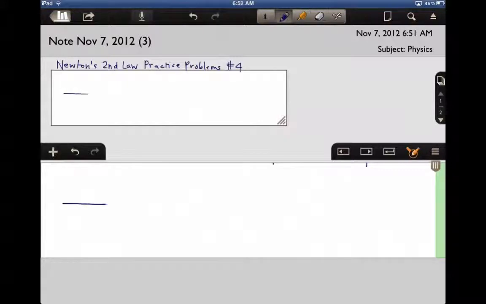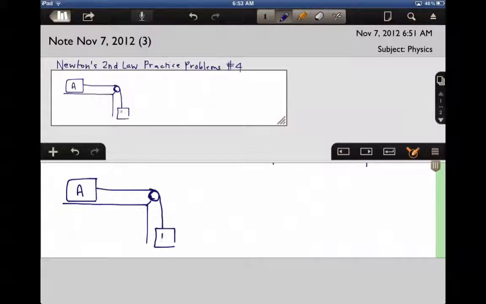So you might have a table, and at the edge of the table is a pulley. The idea of the pulley is it just makes it easy for a rope to slide. And on either end of this rope are two boxes, and the diagram labels this A and this B.